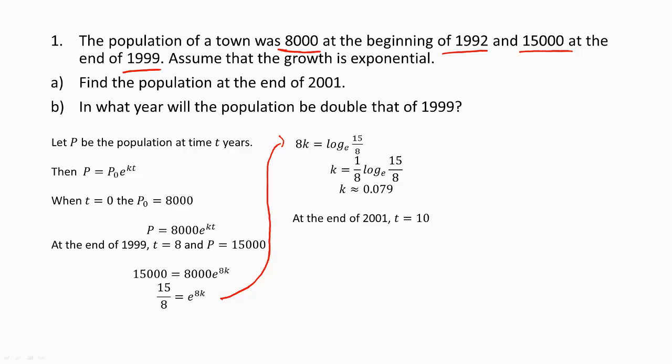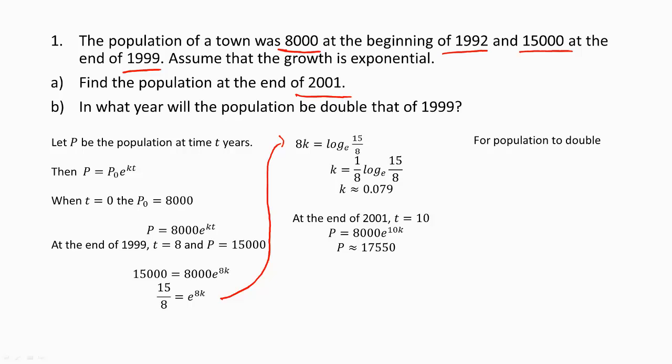So now we're ready to answer the question. It says find the population at the end of 2001. So we count, 2001 is time equals 10. Substitute that 10 into the time, and using k equals 0.0799, that gives us an answer of 17,550.